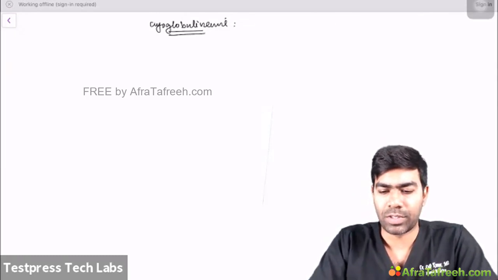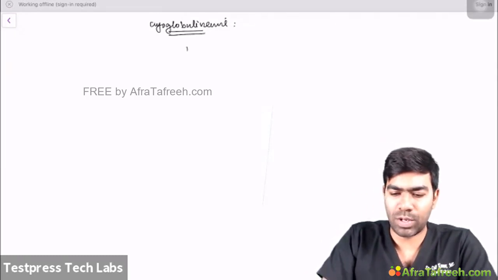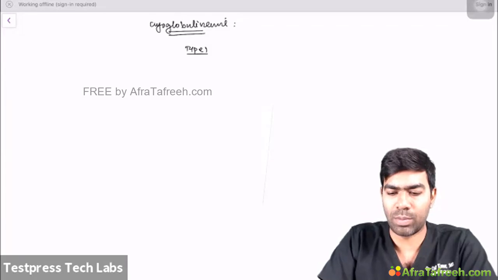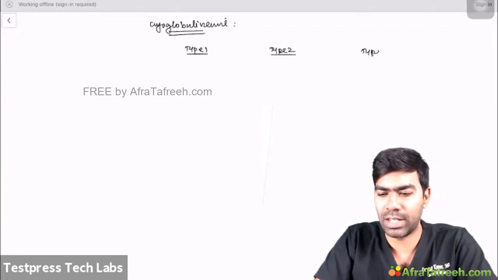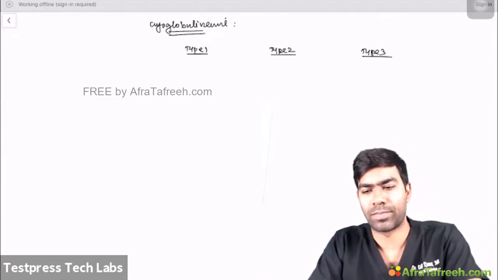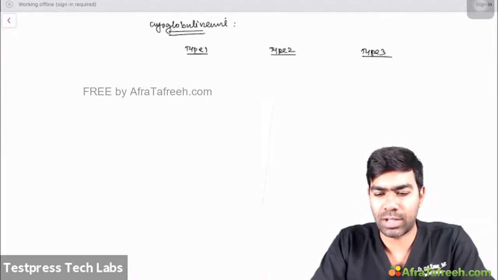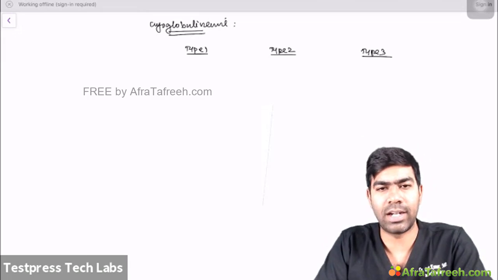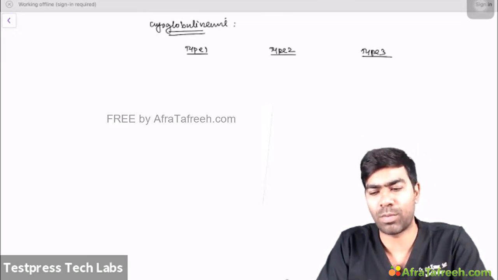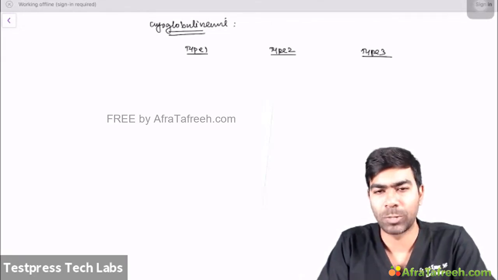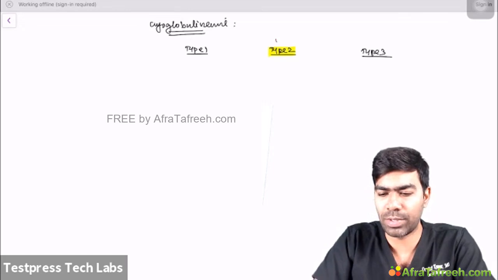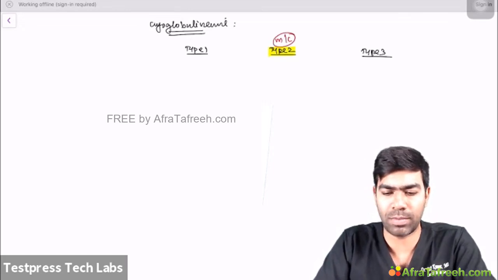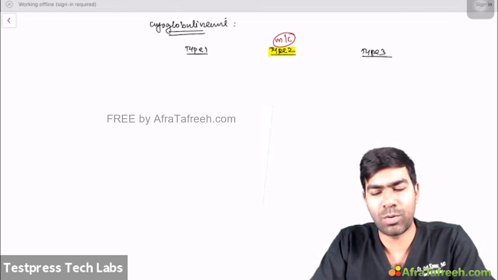So there are three basic types of cryoglobulinemia: type 1, type 2, and type 3. I can tell whether it's a monoclonal immunoglobulin or a polyclonal immunoglobulin, and based on that only, I differentiate into 3 types: type 1, type 2, and type 3. If you ask what is the most common type among these 3, the most common is type 2 cryoglobulinemia. Type 2 and type 3 both are called mixed.